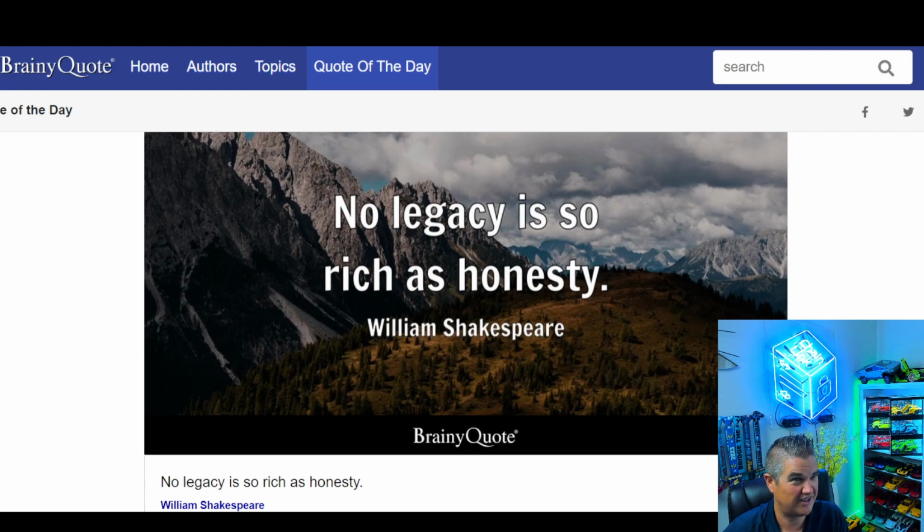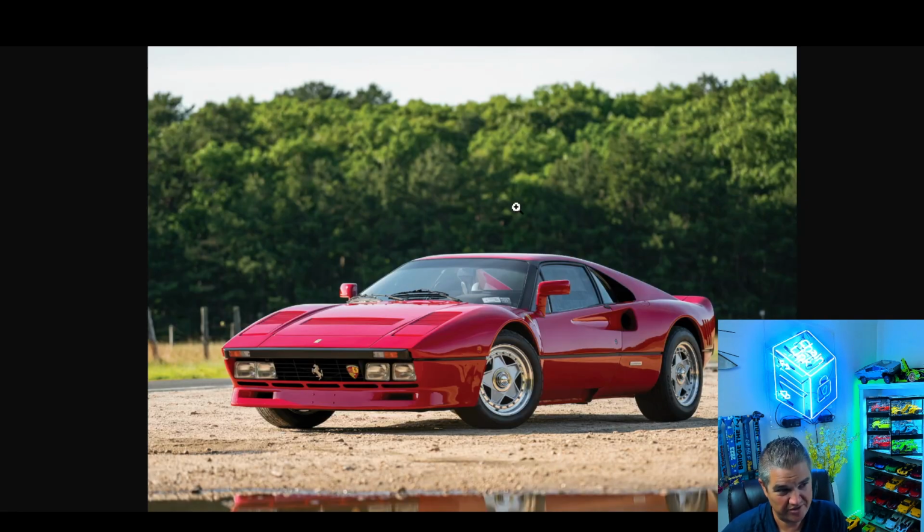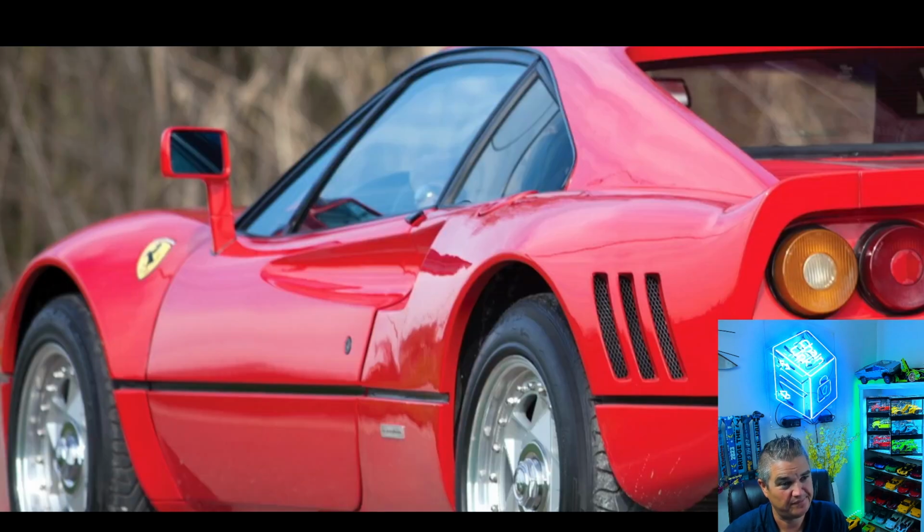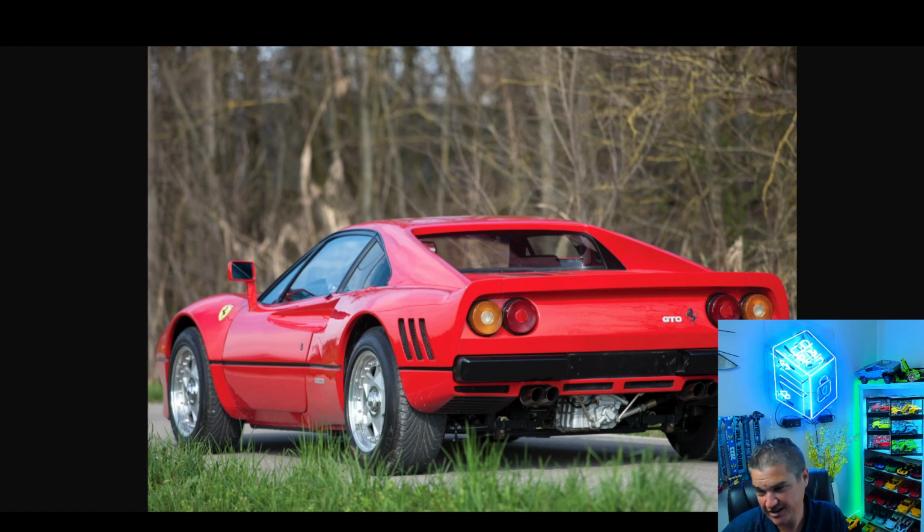All right, car of the day, Ferrari 288 GTO, throwback. There's the rear. Oh, zoomed in. Hello. All right, there we go.